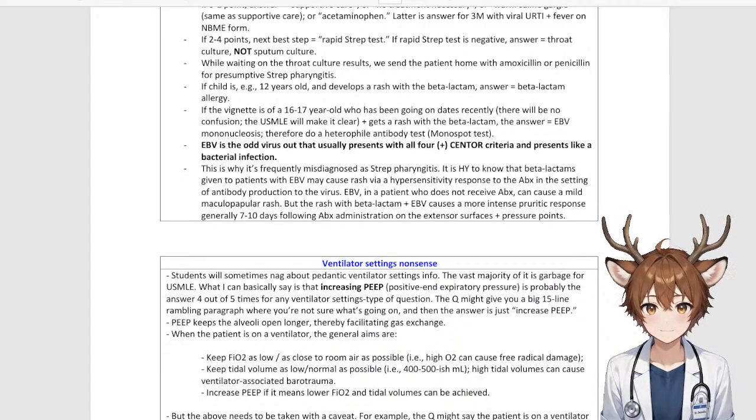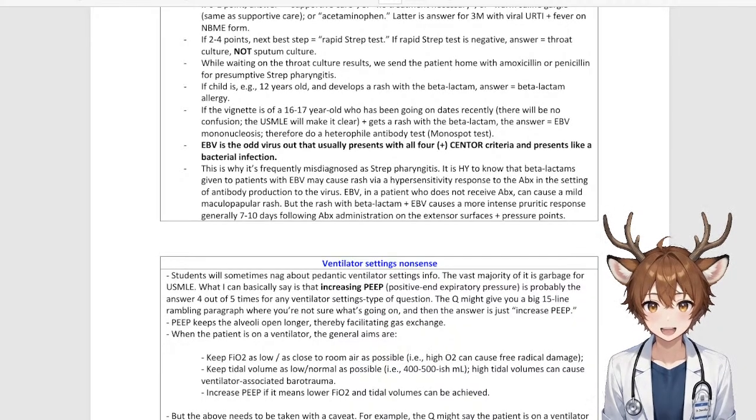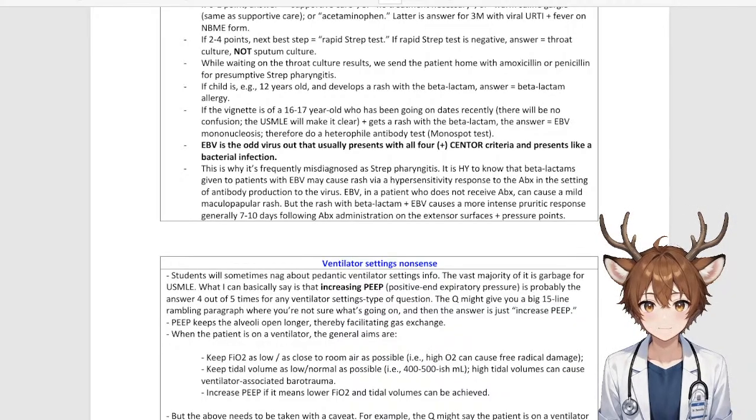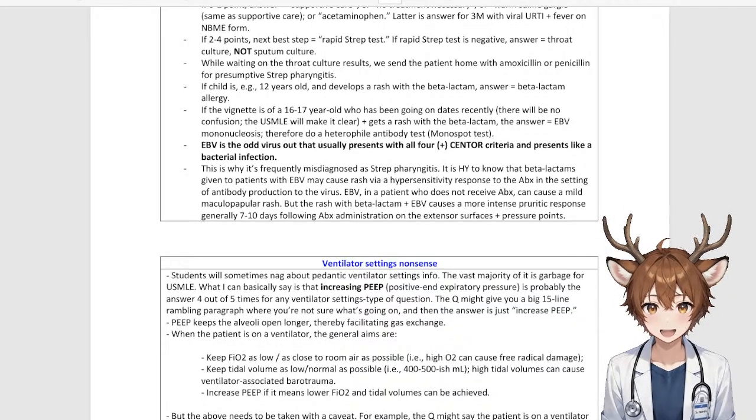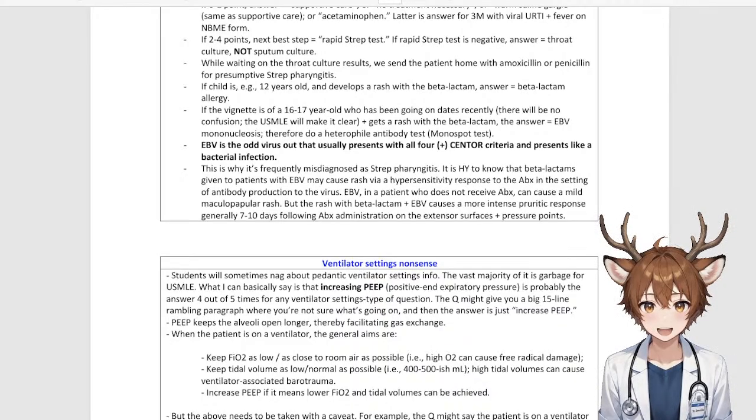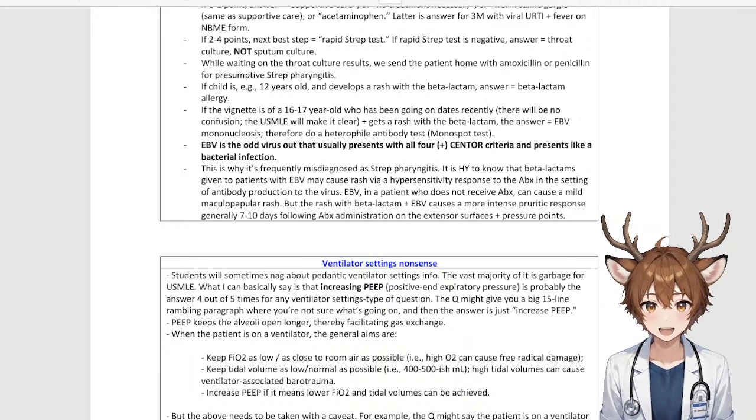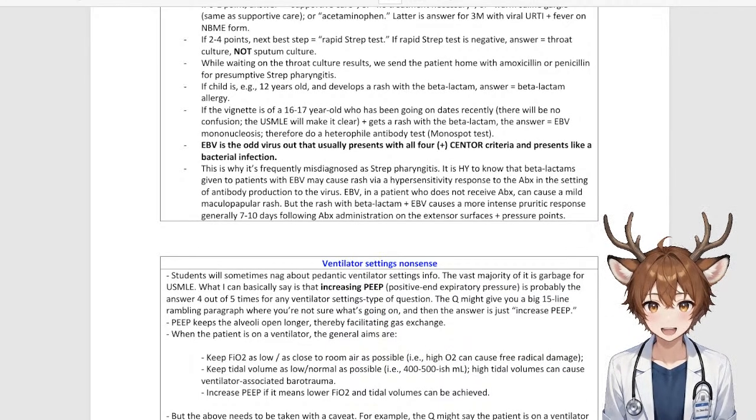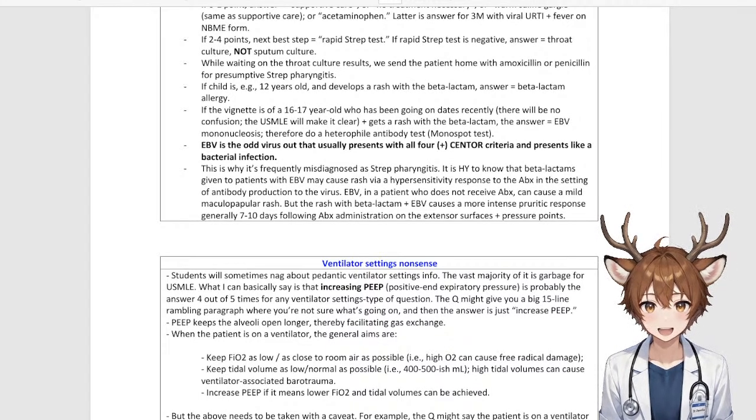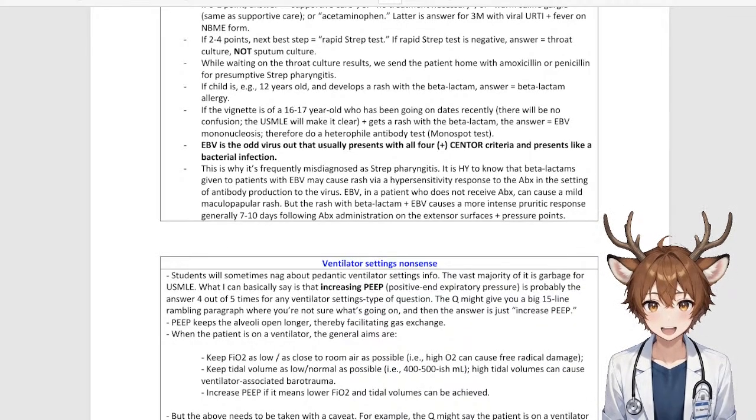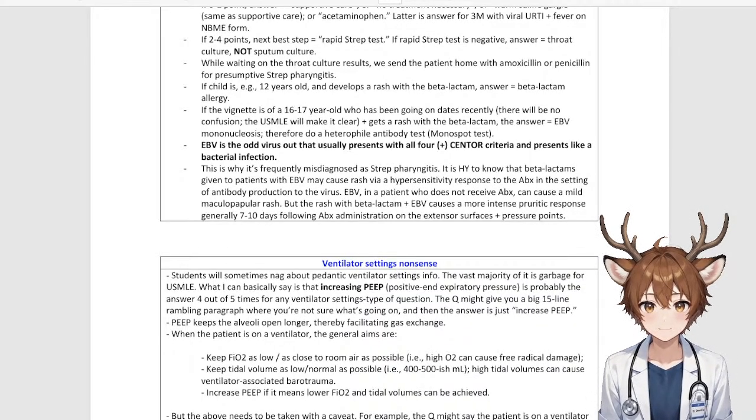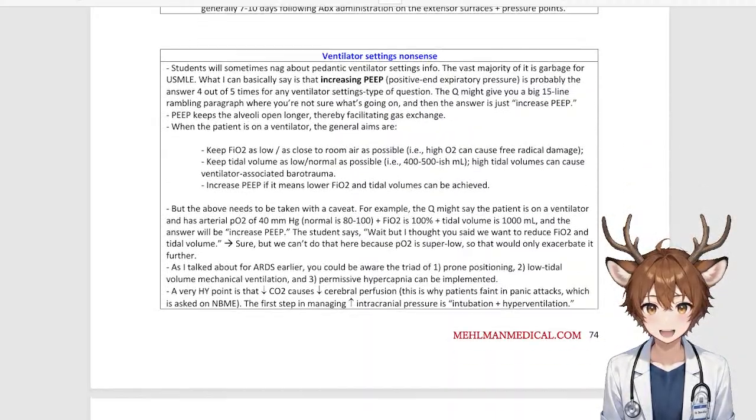EBV in a patient who does not receive antibiotics can cause a mild maculopapular rash, but the rash with beta-lactam in EBV-positive patients causes a more intense pruritic response, generally 7 to 10 days following the antibiotic administration, on the extensor surfaces plus pressure points. That's interesting. So remember, you might have a situation where they have something that looks like strep pharyngitis, they give them antibiotics, and all of a sudden the body freaks out about it. That's probably Epstein-Barr virus.